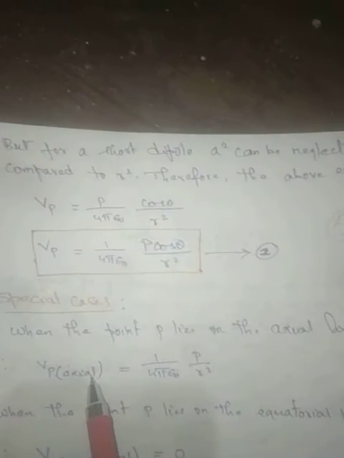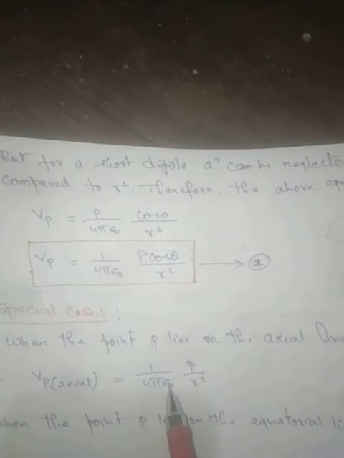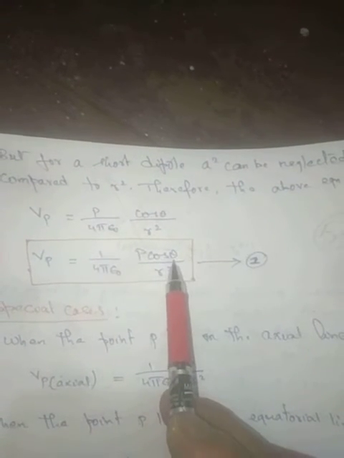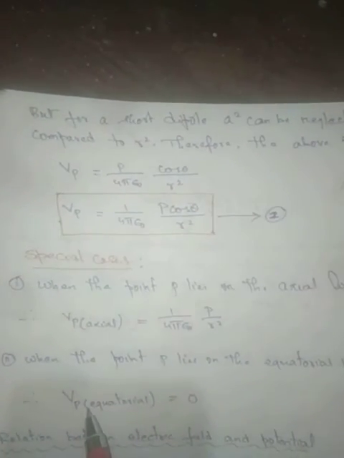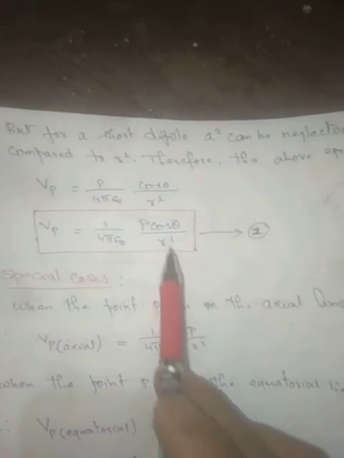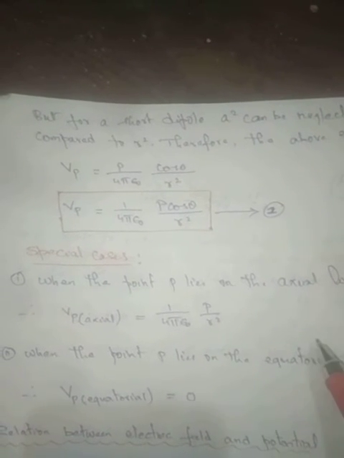Now special cases. When the point P lies on the axial line, that means theta is 0 degrees, so the potential on the axial line will be 1 upon 4 pi epsilon naught, p upon r square, since cos 0 is 1. And when the point P lies on the equatorial line, V equatorial is equal to 0 because cos 90 is 0. So again we get the same results that we derived separately before for the potential on the axial and the equatorial line.